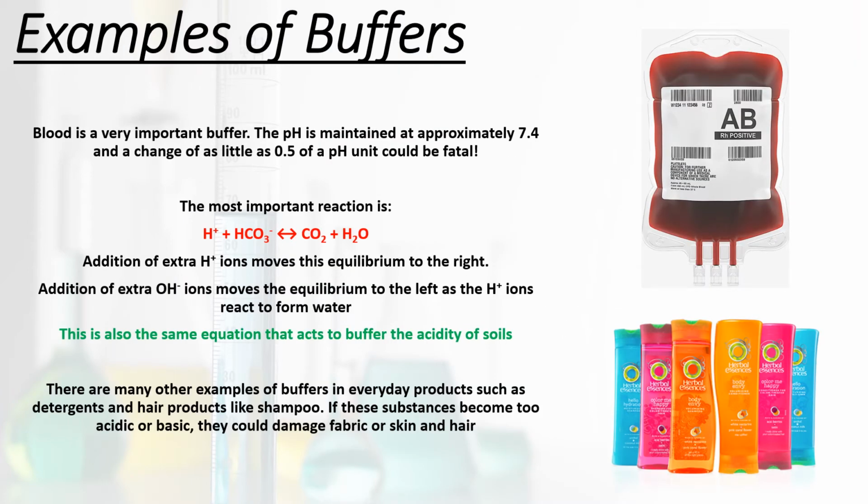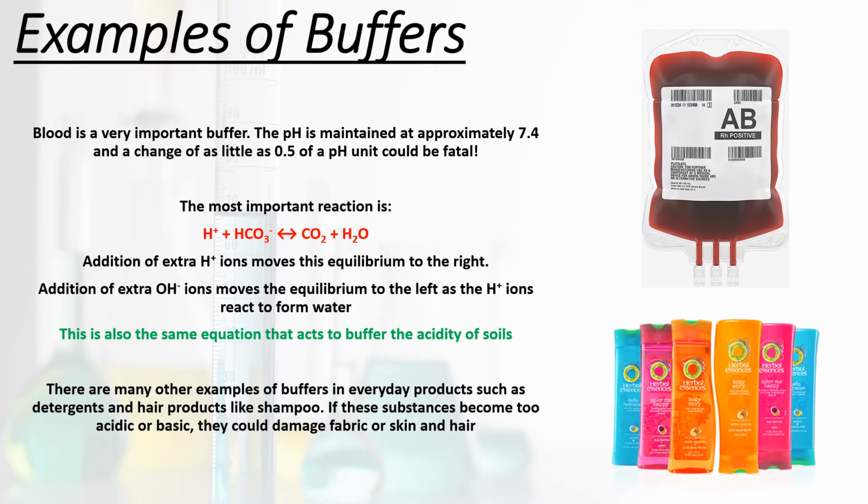Now there are lots of examples of buffers, and one of the most important naturally occurring ones is blood. The pH of blood is maintained at approximately 7.4, and a change of as little as half a pH unit could be fatal. The most important reaction that goes on in the blood is the equilibrium reaction of protons with these HCO3- ions, these hydrogen carbonate ions. The reaction of that equilibrium produces CO2 and water.